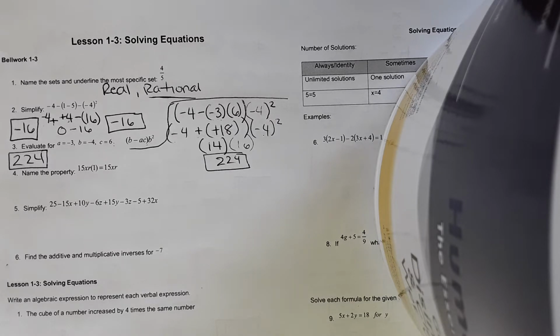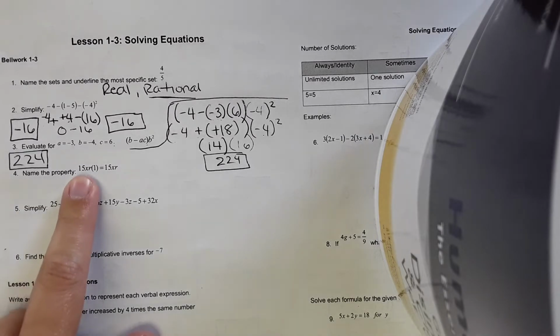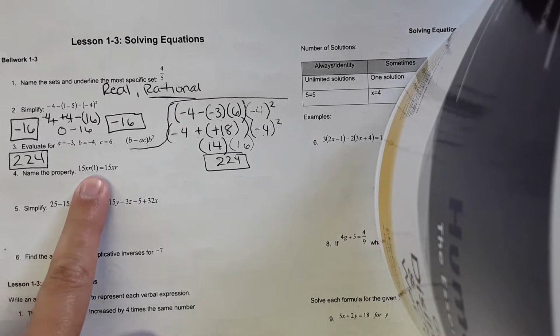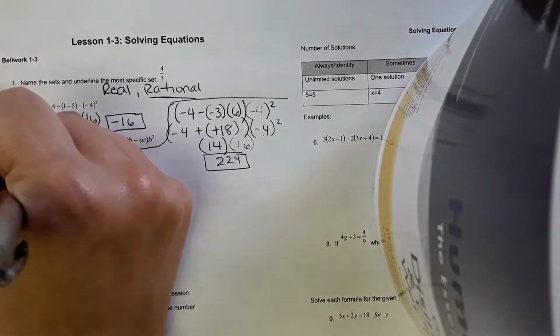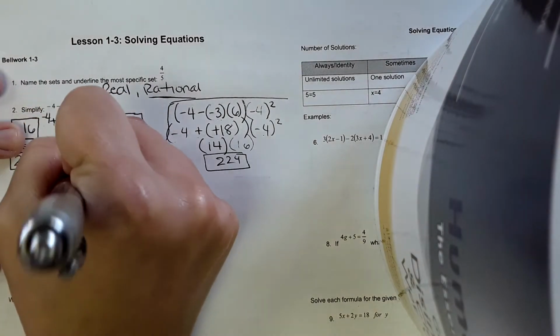The next one, name the property. In this case, 15xr times 1 is just 15xr. It's staying itself. It is keeping its identity. So that is identity property.